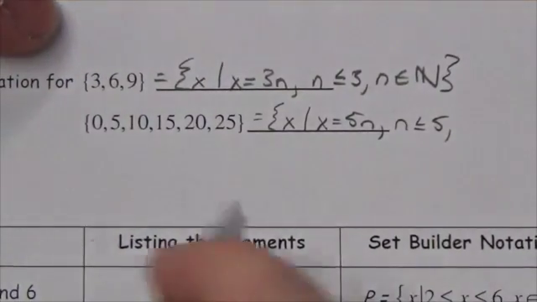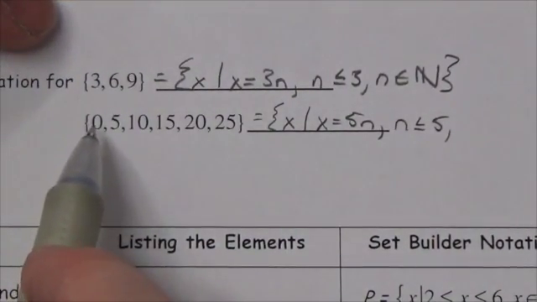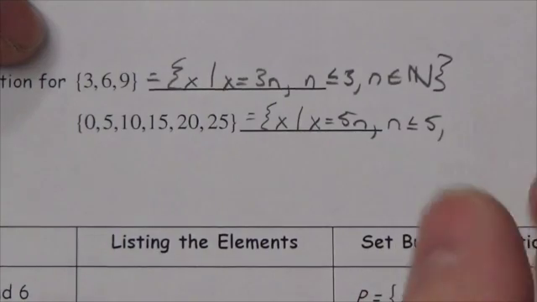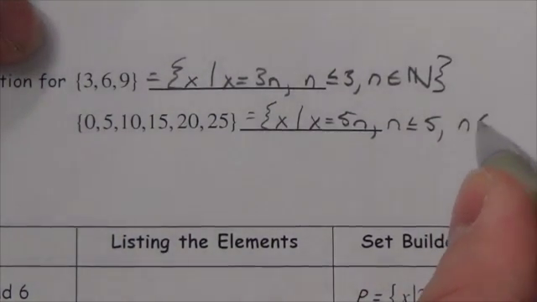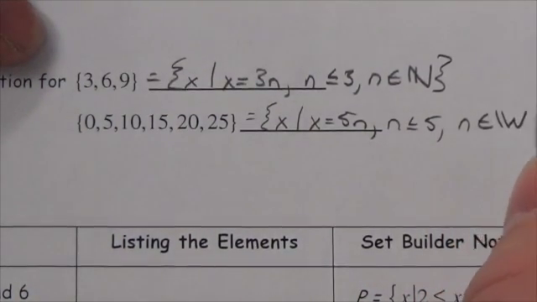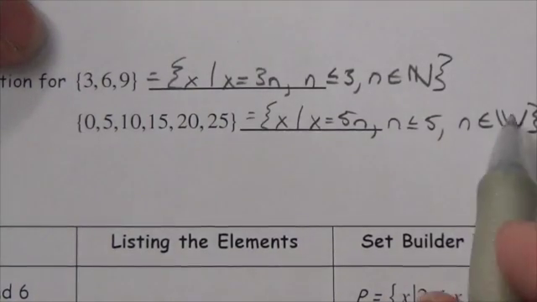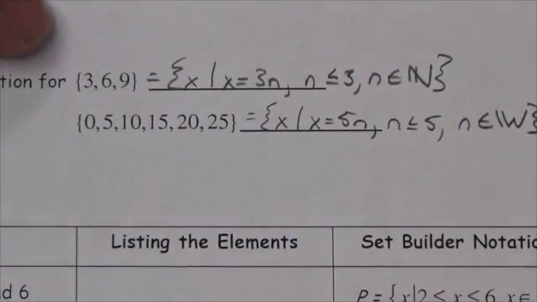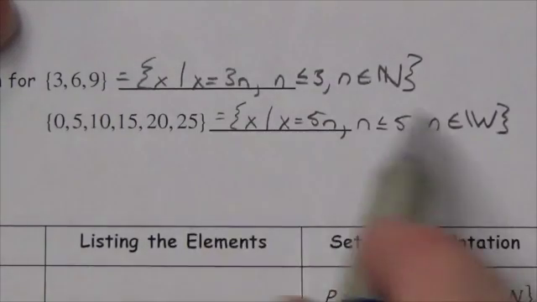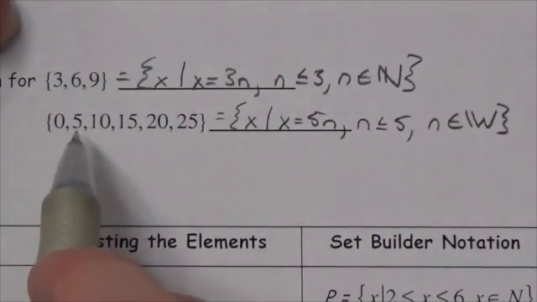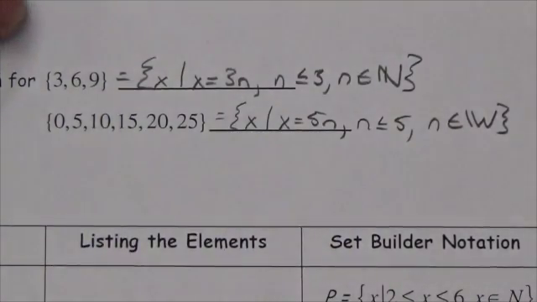But you know what? I want to include the 0 at the bottom there. So I can't let n be a natural number. I've got to let n be an element of the whole numbers, because the whole numbers will go back and include the 0. And so that should be enough for me to identify 0, 5, 10, 15, 20, 25. Perfect.